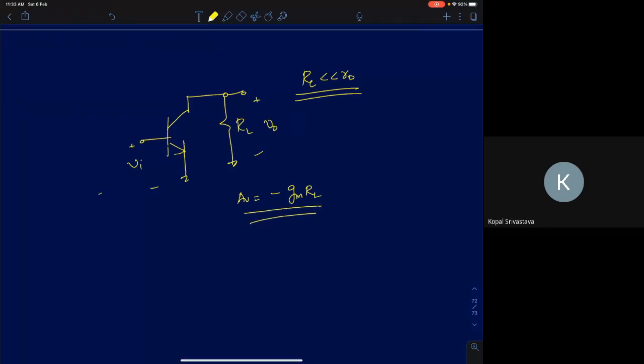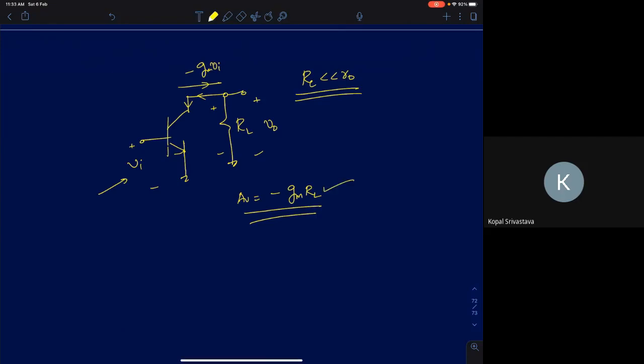See, when you apply a signal Vi, you have a small signal current gm Vi flowing in this direction. I told you guys, you can also write it as minus gm Vi flowing in the opposite direction. So when it flows through RL, it will create a voltage drop of gm RL into Vi. So the voltage gain is minus gm RL.